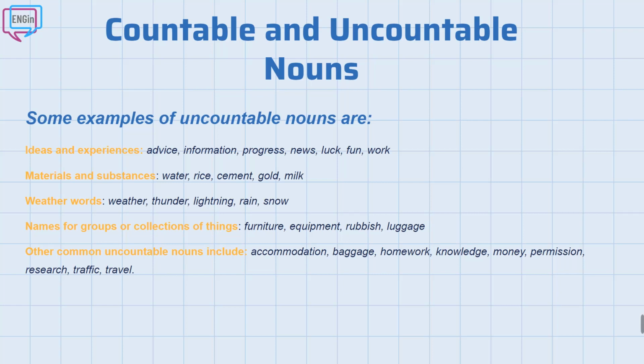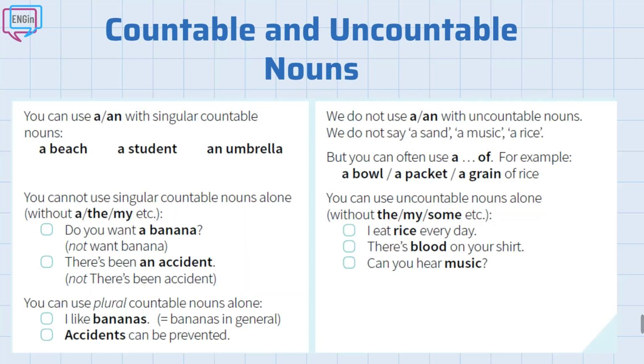Then, provide some examples of common uncountable nouns which are provided on this slide, like ideas and experiences, materials and substances, weather words, names for groups or collections of things, and other common uncountable nouns. Then proceed to explaining to the learners how to use indefinite articles with countable and uncountable nouns.